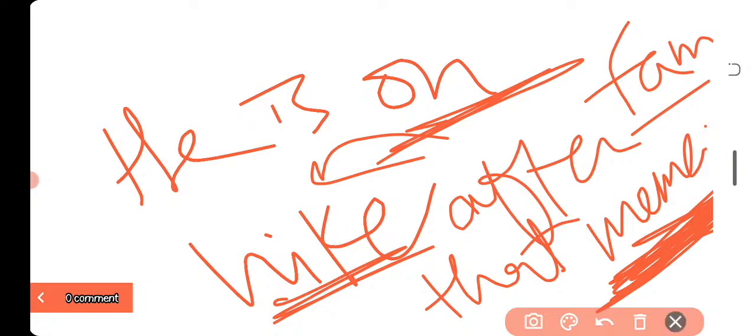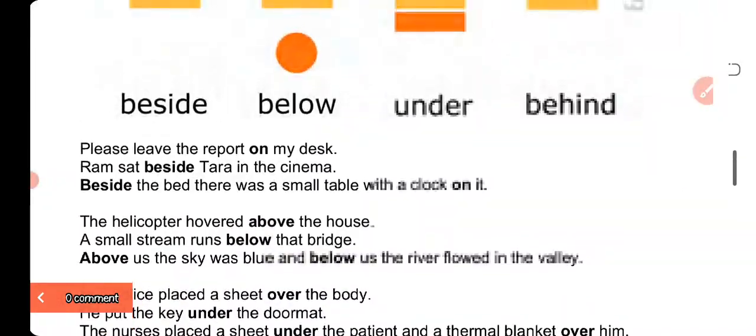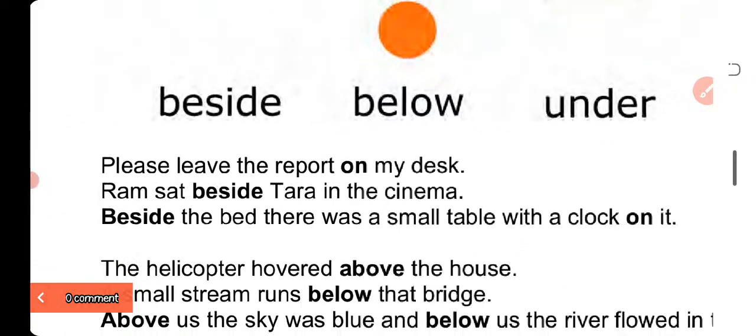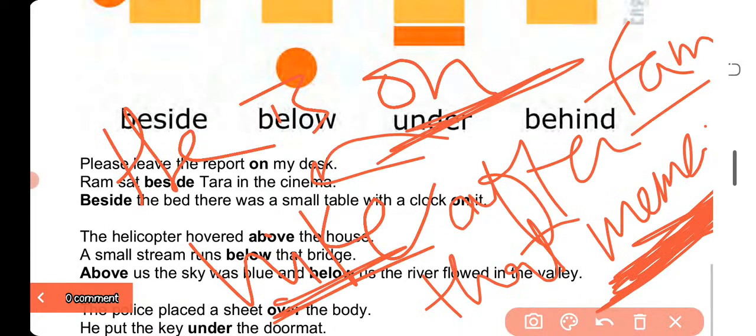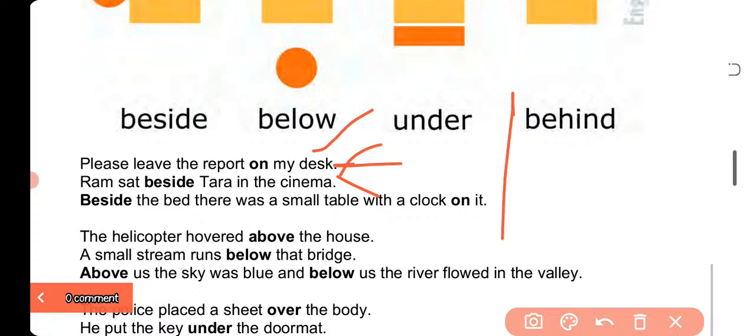After that we'll come up with the lessons. Today we weren't able to get to those things because I'm not sure if the class is working correctly or not. That's why I won't talk about things in detail. This is again an example of on: please leave the report on my desk. Report on my desk, simply.